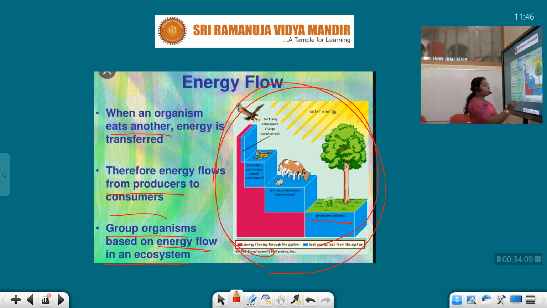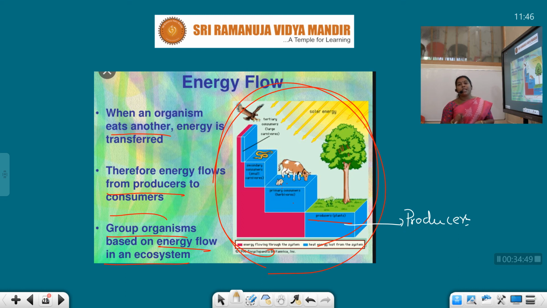First, these are the primary producers. Plants are producers. Why? Because in nature, plants are the only creatures that are autotrophs, meaning they have the ability to prepare their own food materials. They prepare food for themselves and they provide food for other animals also. That is the greatness of plants. That is the reason, students, we should not cut the plants.